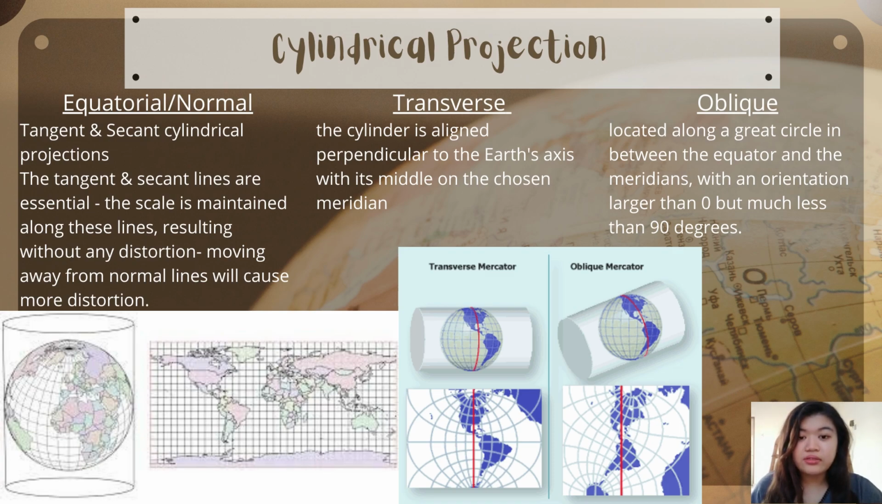The second is transverse. In the transverse, the cylinder is aligned perpendicular to the Earth's axis with its middle on the chosen meridian. The oblique one is located along a great circle between the equator and the meridian, with an orientation larger than 0 degrees but less than 90 degrees.